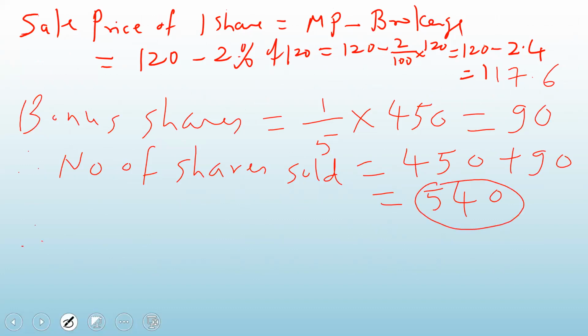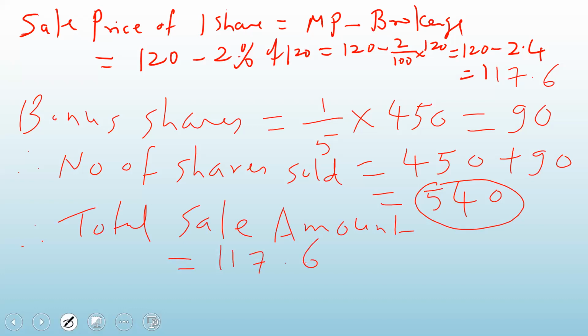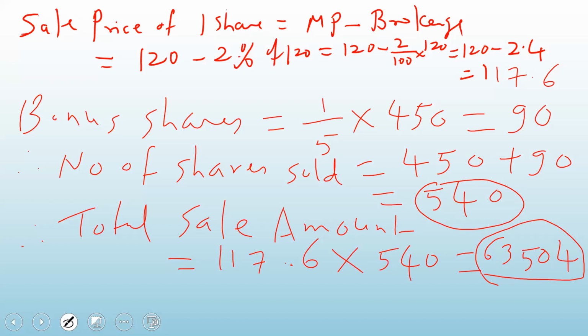So therefore, what is the sale price? Total sale amount is equal to the selling price of one share, which is 117.6, multiplied by the number of shares sold, that is 540. Find out that. So that gives you 63,504. So this much is the total sale amount.